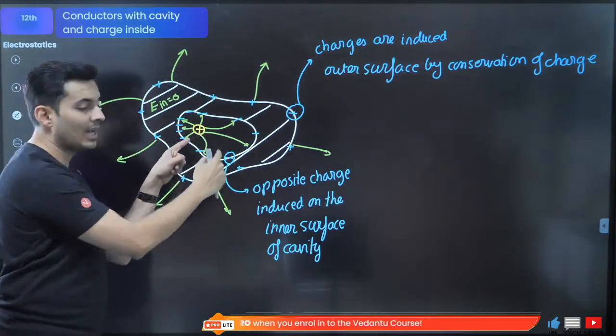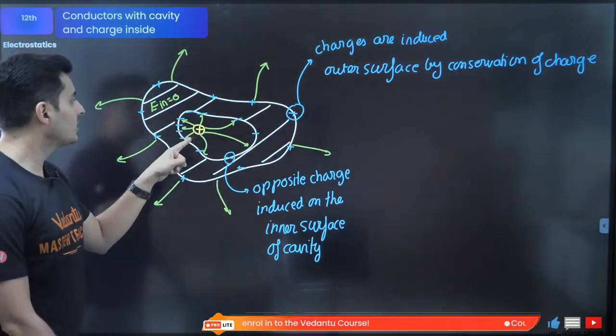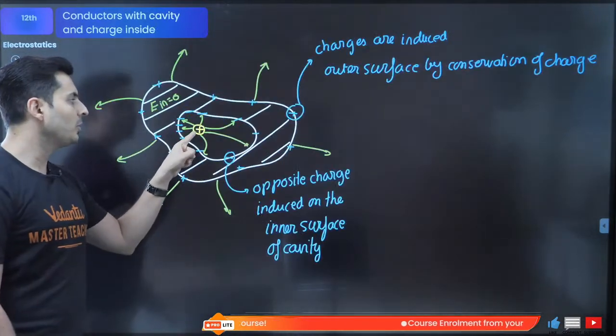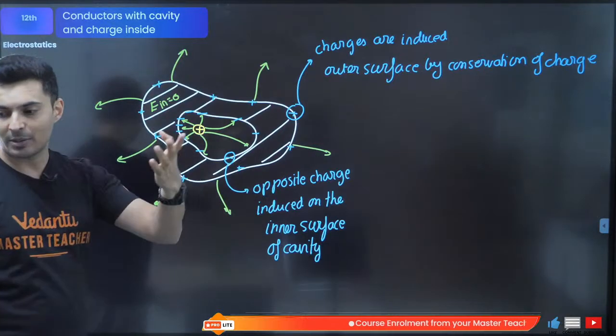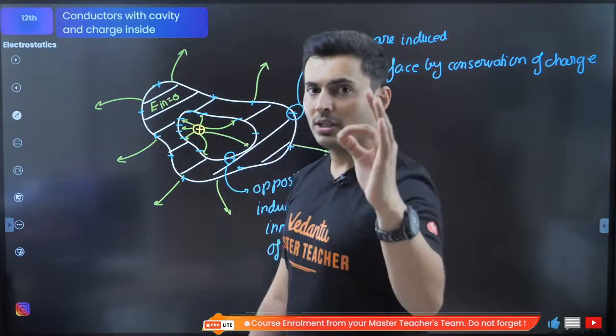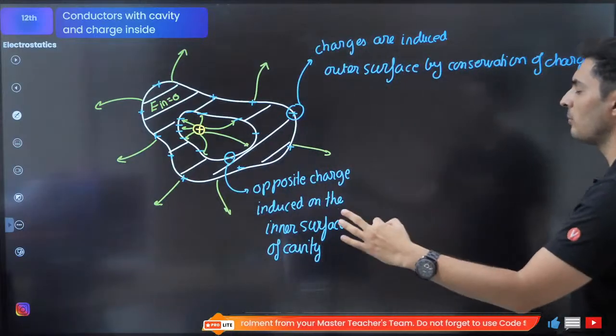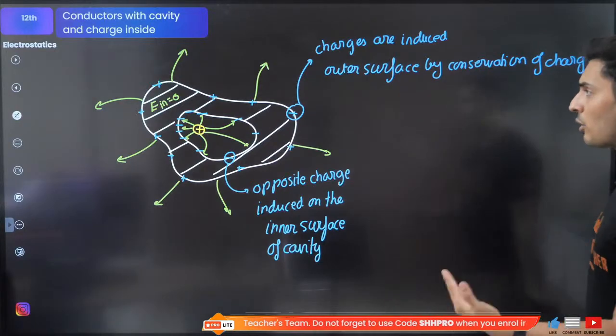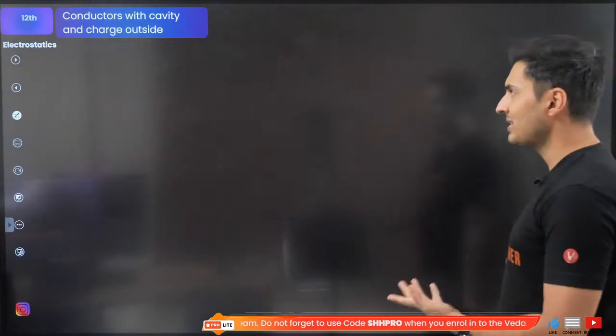So the field is there in the cavity. If you compare it with no charge, notice there was no field inside because there was no charge. The moment you put a charge here, you will see field lines coming up over here. Is that clear, everybody? Yep. So these are very, very crucial pointers for you to solve Gauss law problems, conductor problems, shell problems, plate problems, etc.